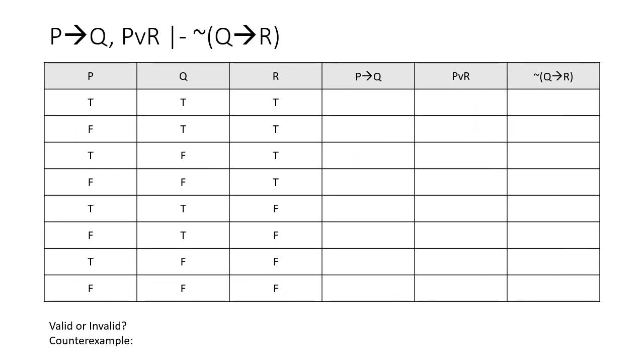This will be the last one for this presentation. So here again, we've got two premises, and as always, one conclusion. So let's just do them one at a time. So P arrow Q is our first premise.